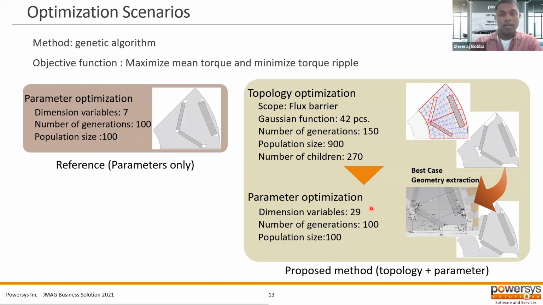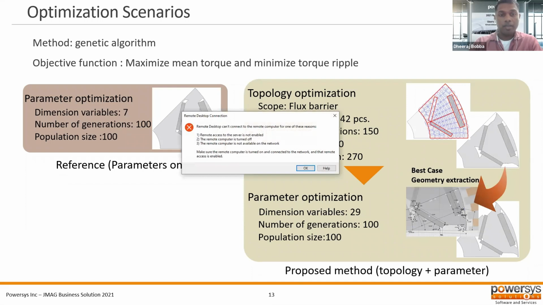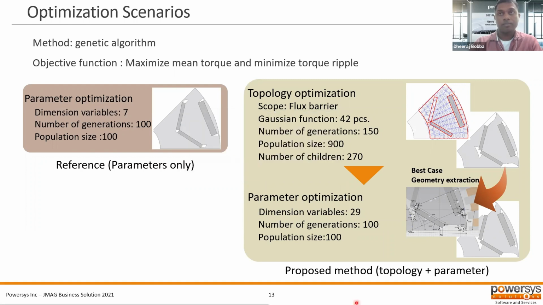So the scenario for comparison, we did both steps. The first one is that there's only a parametric optimization, and this is for reference. And then we do the two-step optimization as described. The Gaussian functions for the rotor shape are 42, and the number of generations is 150, and the population size is 900. And then proceeding on to the parametric optimization from the result here, the dimension variables are 29 variables that describe the rotor, and the number of generations is 100, and the population size is 100.